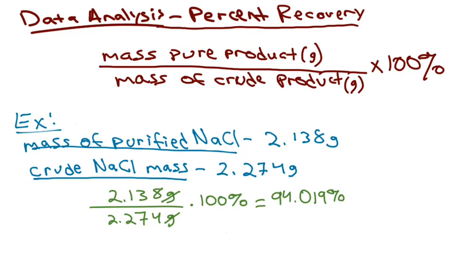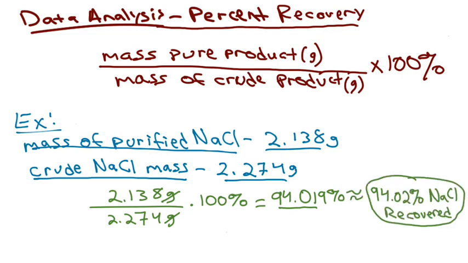94.019%. Now, quick note about significant figures. Whenever you're multiplying and dividing numbers, your outcome has to match the number that has the least amount of significant figures. In this case, our values had 4 significant figures each. Our answer had 5 significant figures. So that means we have to round to make the significant figures match. We're going to round it to 94.02% of the sodium chloride was recovered.